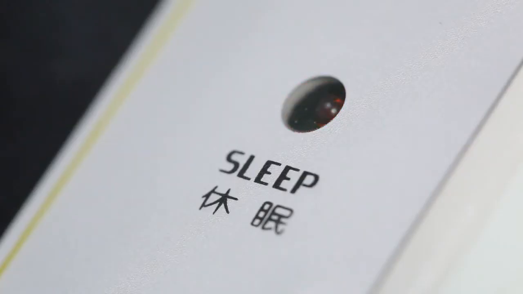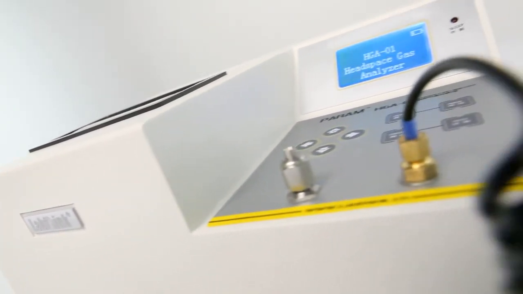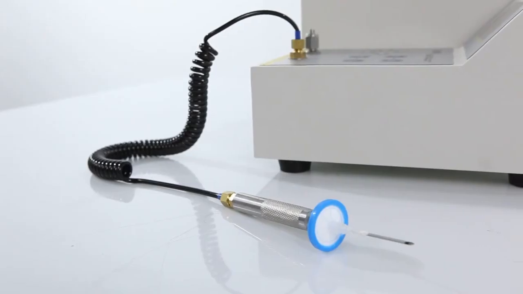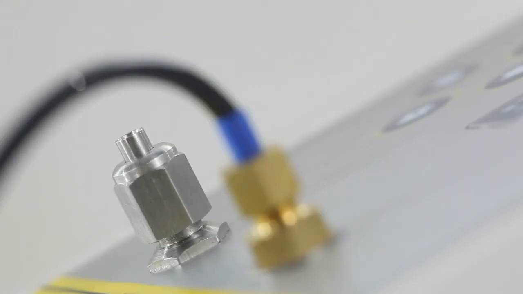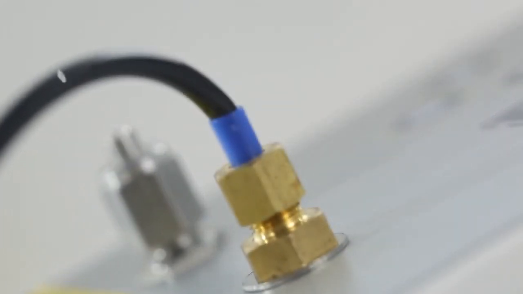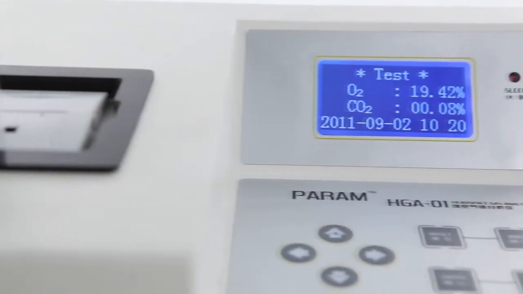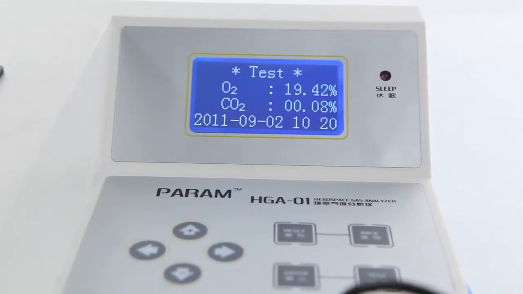The long life oxygen sensor and carbon dioxide sensor used in the instrument are of high precision and excellent stability. It provides packaging research institutions and manufacturers with brilliant hardware support for Headspace gas analysis.